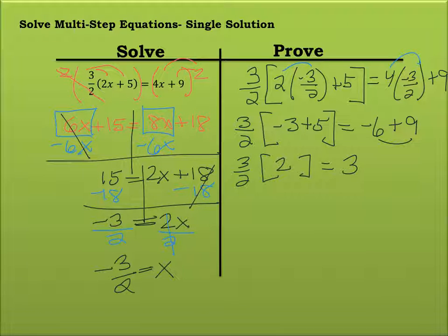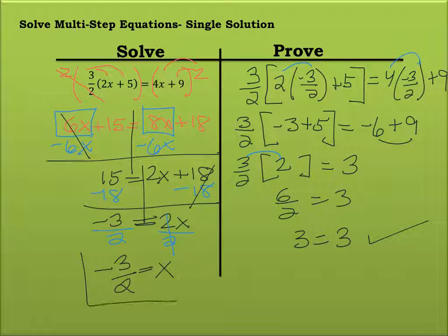Finally, go ahead and multiply these together. We've got 6 divided by 2. And we've got 3 over here, and everything checks out. 3 equals 3, true statement. Therefore, my conclusion is -3/2 is my single solution. All right, so solving multi-step equations with one solution. Thanks for listening.